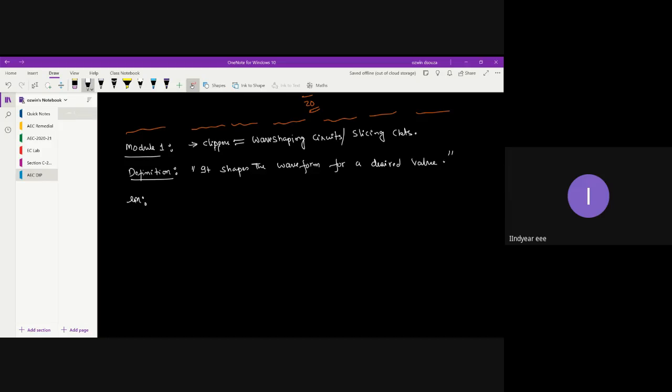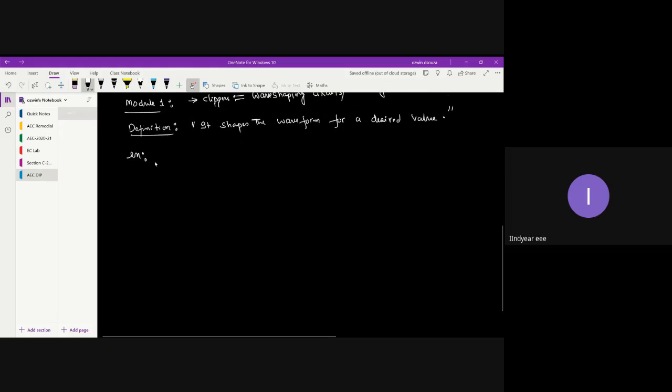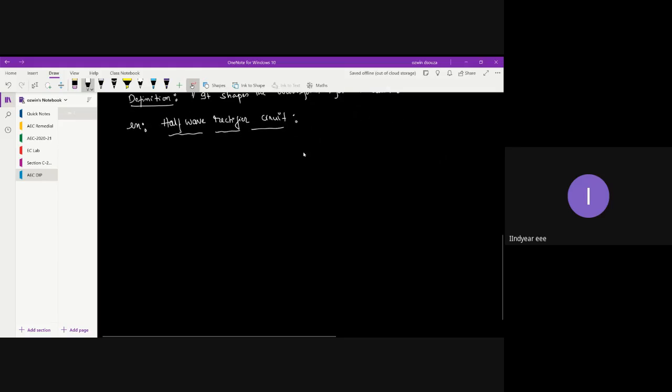Example, have you come across any wave shaping circuit? You have come across a wave shaping circuit called the half wave rectifier. So the half wave rectifier circuit is an example of a clipping circuit. The question is on what basis I'm saying that it's a wave shaping circuit. For that, first let me draw the circuit diagram.